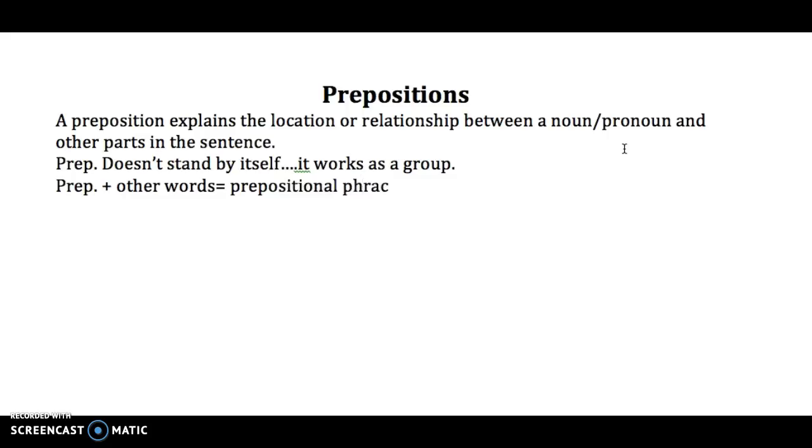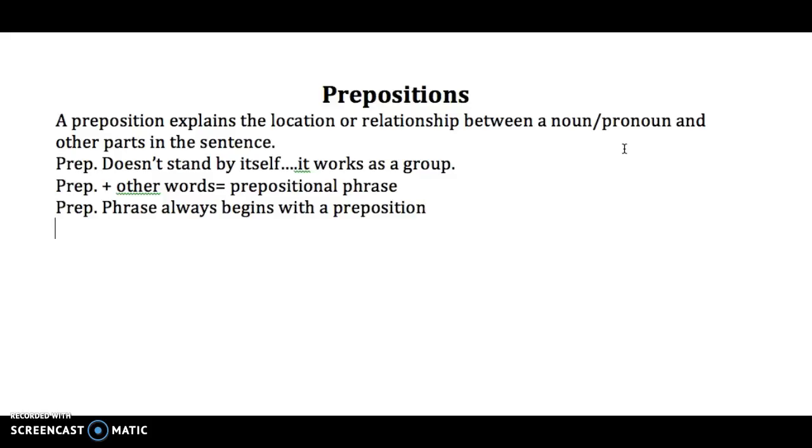Now, the cool thing about prepositional phrases is that they're really easy to pick out because a prepositional phrase always begins with a preposition. So if you can figure out what these prepositions are, then it's a whole lot easier to pick out the prepositional phrase. So, like I said, the preposition explains either the location or another type of relationship between the preposition and another group of words.